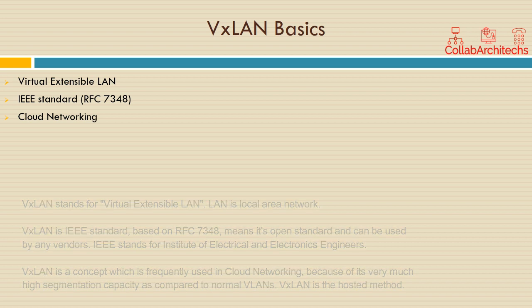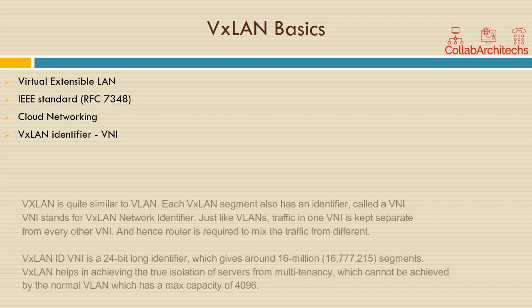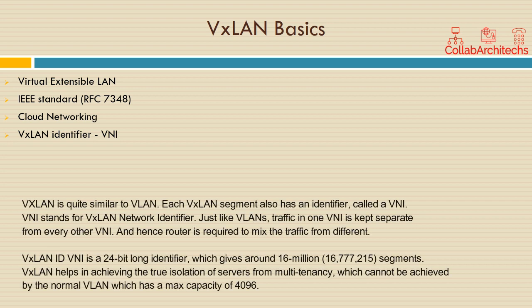VxLAN is quite similar to VLAN. Like a VLAN, each VxLAN segment also has an identifier called a VNI. VNI stands for VxLAN Network Identifier. Just like VLAN, traffic in one VNI is kept separate from every other VNI, and hence a router is required to mix traffic from different sources.